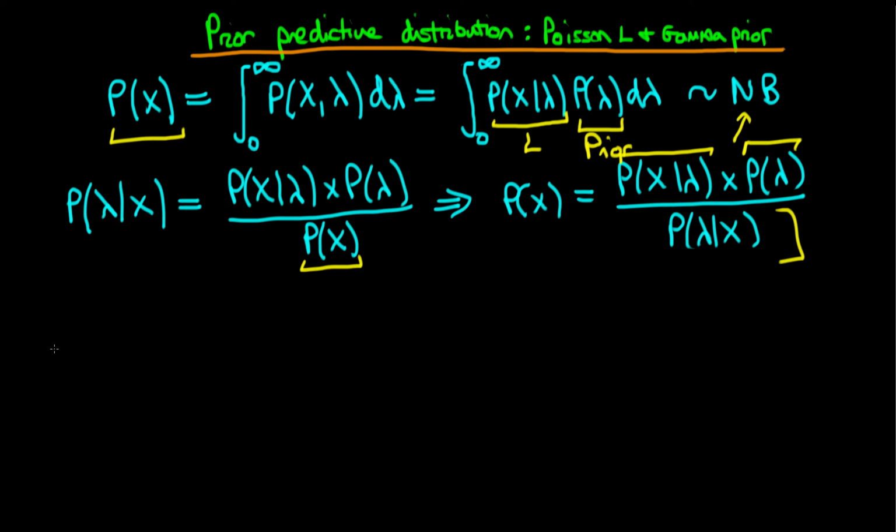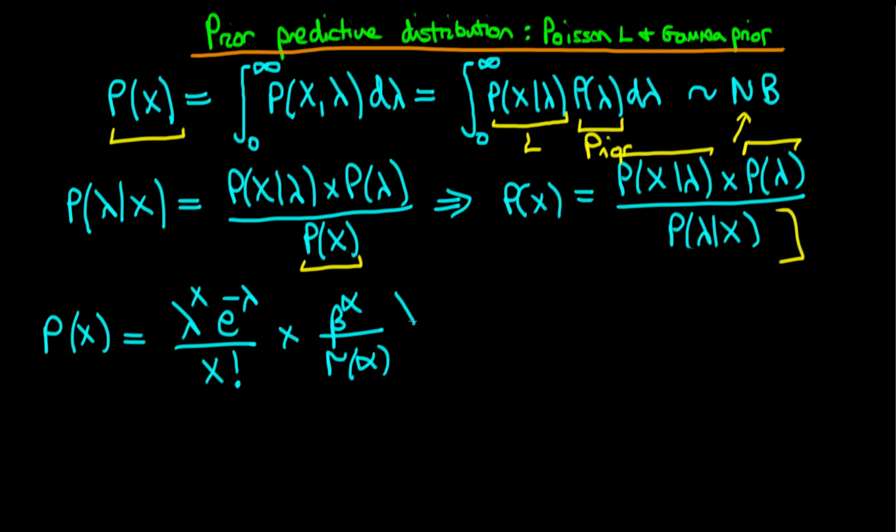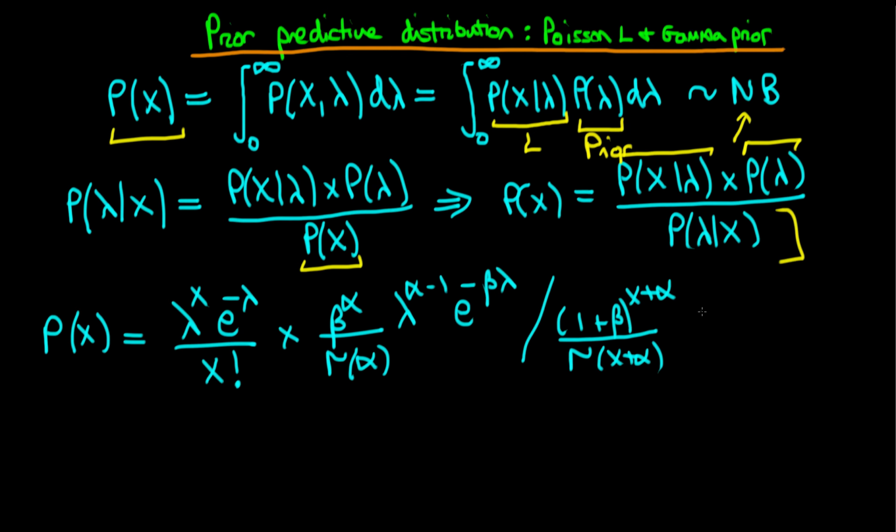If we substitute in each of these bits, we find that the probability of x is equal to the likelihood, which in this circumstance is just lambda to the power x times e to the power minus lambda, all divided by x factorial. That's just the Poisson likelihood. The prior we've chosen is a gamma prior, which has the form beta to the power alpha divided by the gamma function of alpha, times lambda to the power alpha minus 1, times e to the power minus beta lambda. That's our numerator. Then all we need to do is divide this by the posterior density, which in this example is (1 plus beta) to the power x plus alpha, all divided by gamma of x plus alpha. And then we multiply this through by the kernel, which is all those terms which depend on lambda.